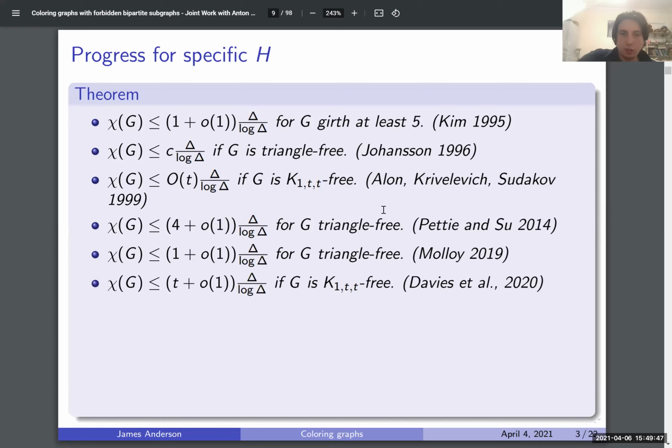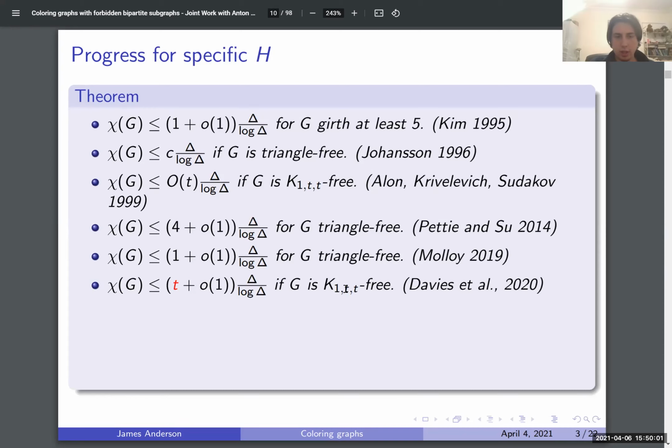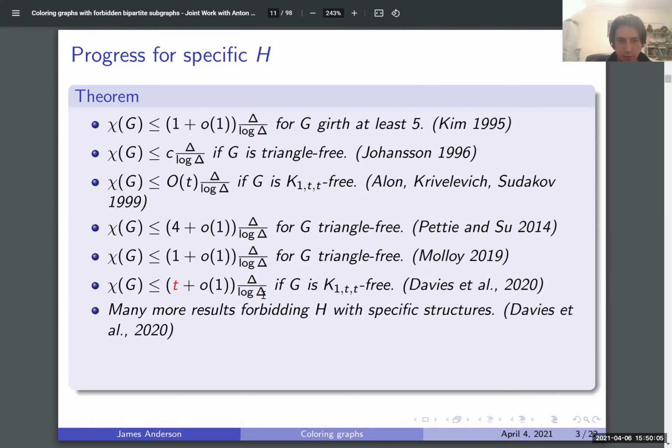And then in 2020, this O of T was improved to T plus little o of 1 for G K_{1,T}-free. And in the same paper, they gave a lot more results for different specific structures. And so notice that this constant really depends on the graph H. It depends on T.